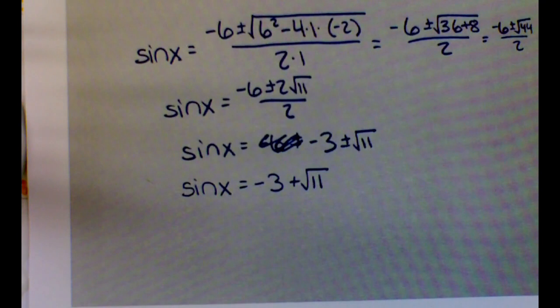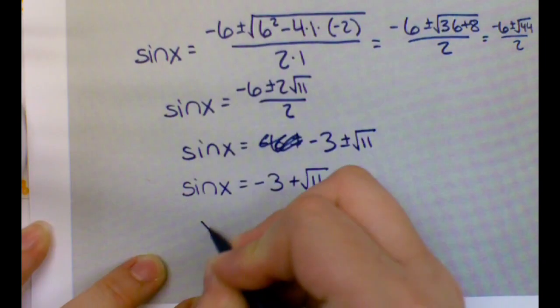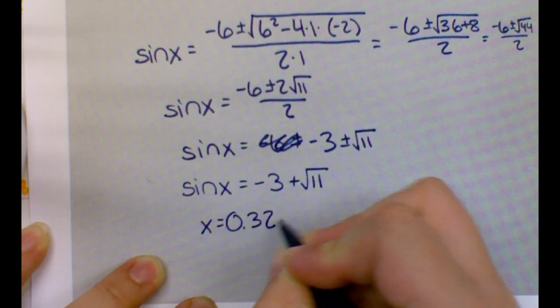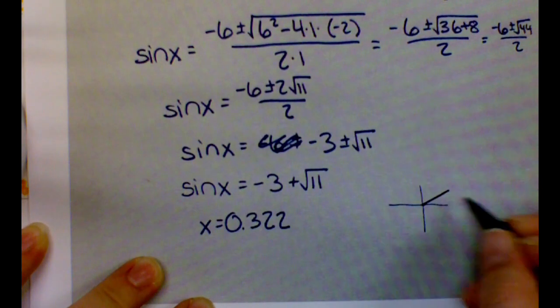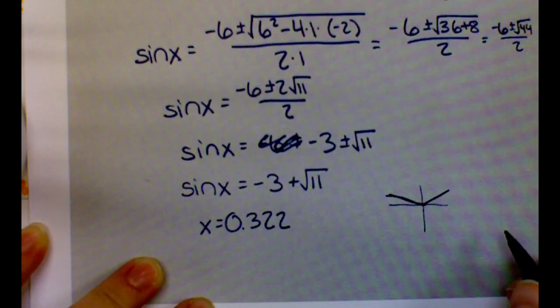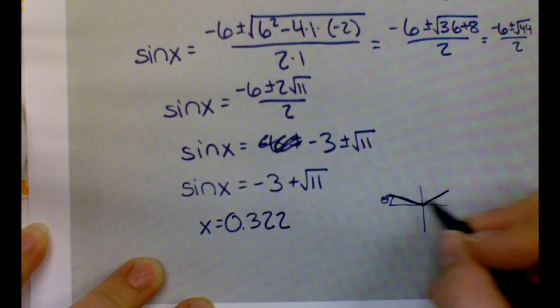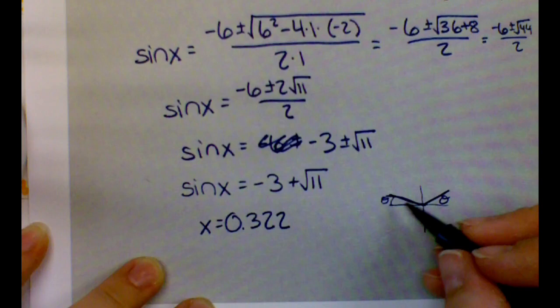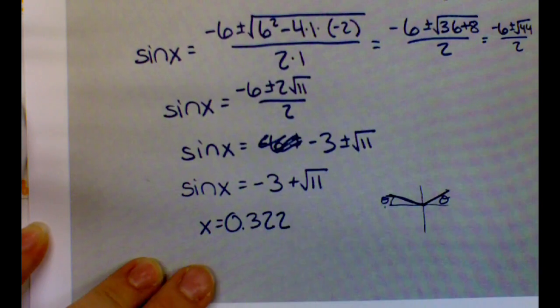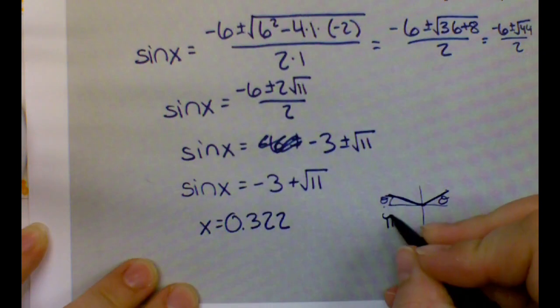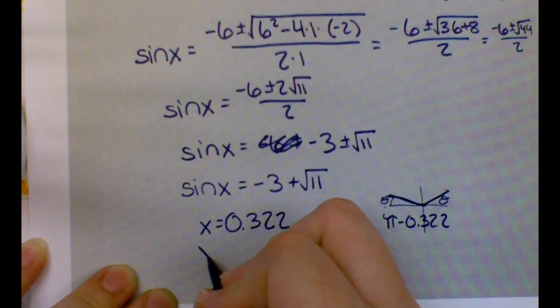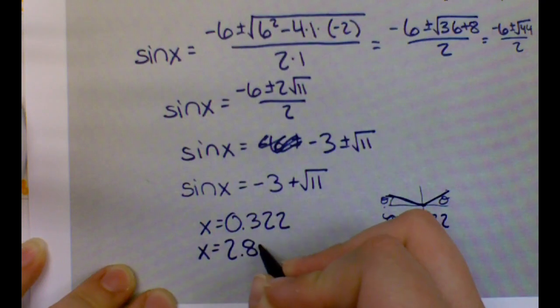But I don't know where that is on the interval 2 pi, so I have to use arcsine. Arcsine of negative 3 plus the square root of 11, I get 0.322-ish. Thinking about the unit circle, that's about here. This angle has the same sine. So how far away from pi is it? Well, it's pi minus whatever that angle is. So I'll take pi minus 0.322. So my other possibility is 2.820.